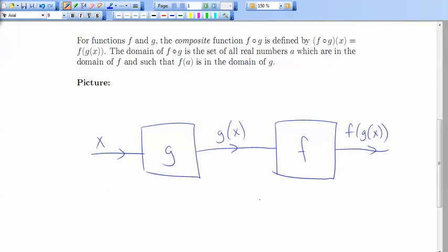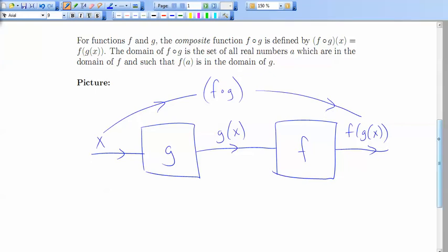It's kind of strange, but if we did that, we would have f of g of x as the resulting output. And instead of thinking of this as two different functions and two different steps, we think of it as a single step. And we give a new name to this function that takes an input x and produces an output f of g of x, and we call that function f of g. So that's what a composite function is.